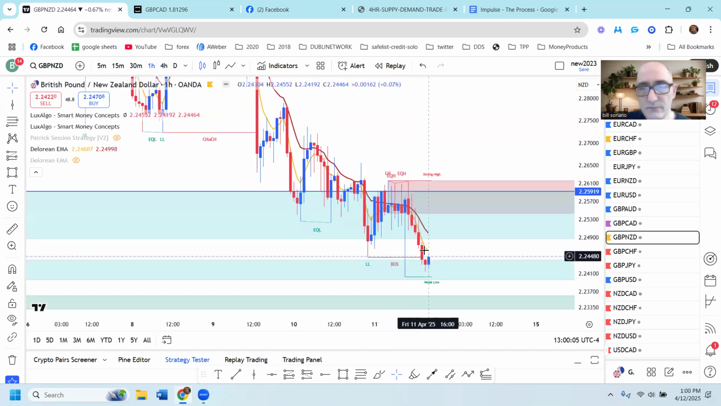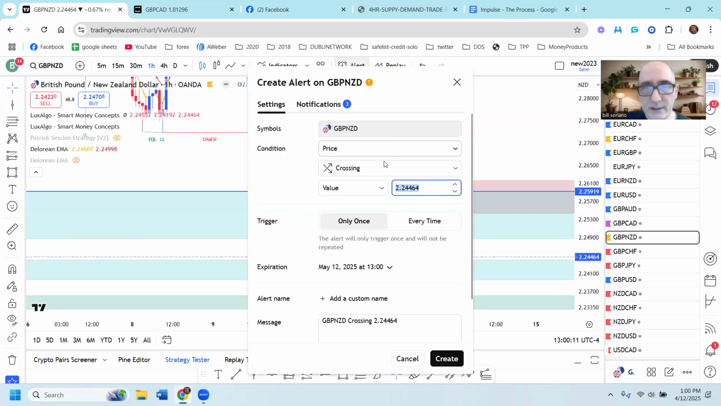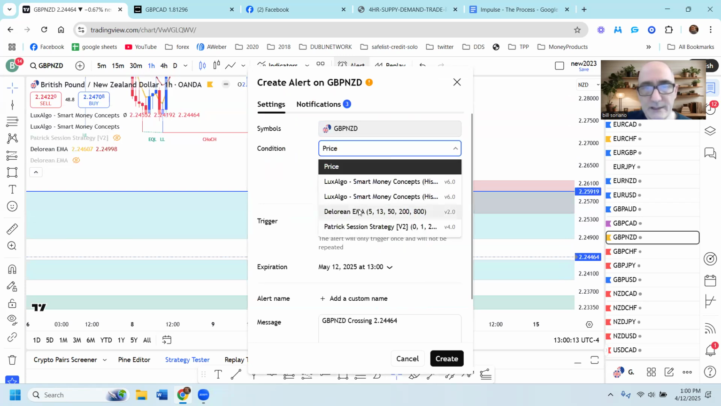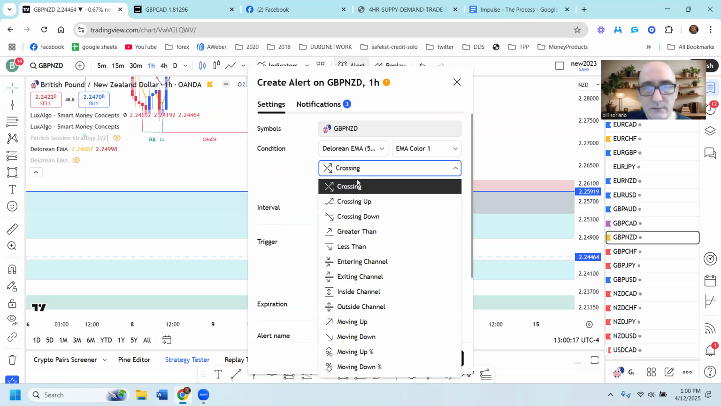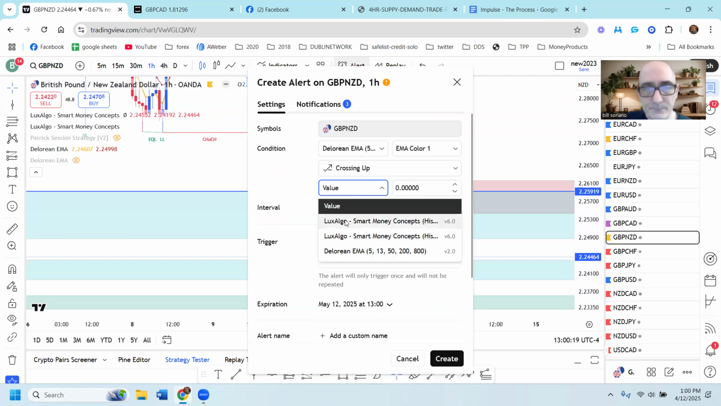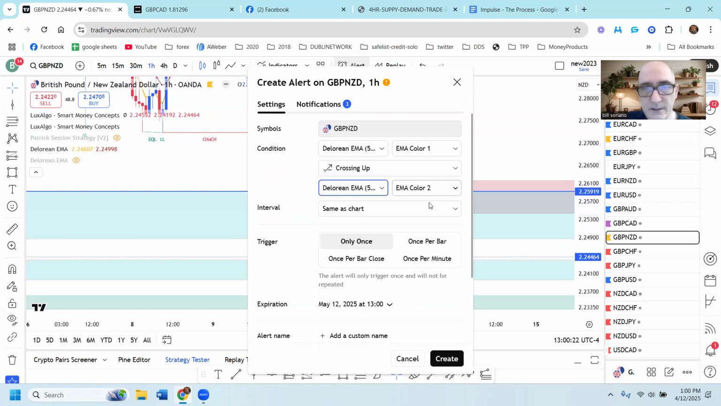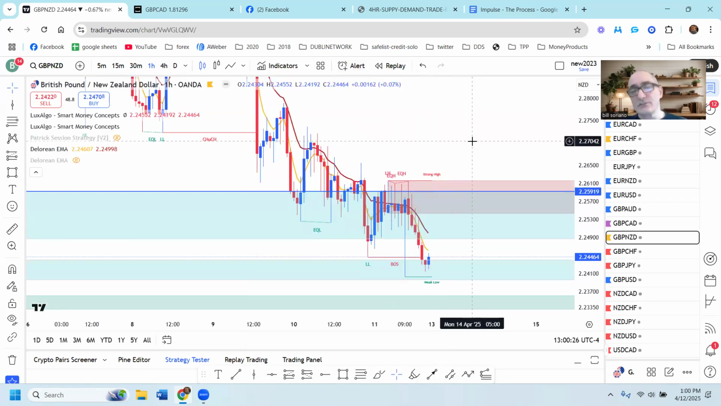So we're going to look for this. First thing we need is a buy shift, right? So we can set an alert for that buy shift on the 1-hour time frame. We want that DeLorean EMA, and we want Keller 1, right, to cross up over Keller 2. And we want that at the bar close, and we create that. So that's alerts is set.